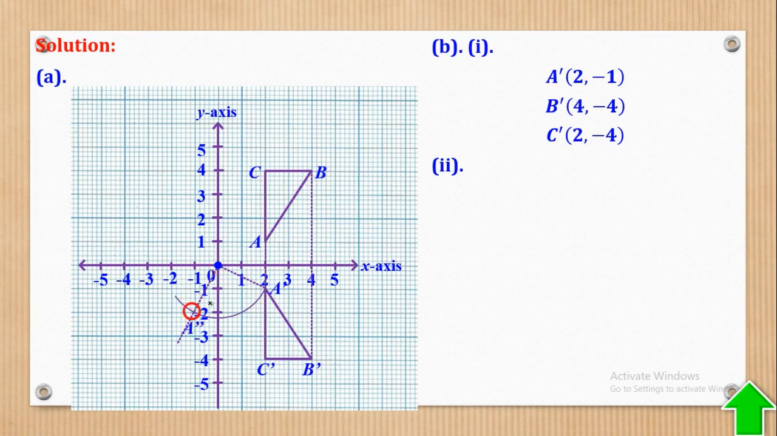Then do the same for B prime. So B prime, join from the center to this B prime, and then use a protractor to measure 90 degrees. So from here to here it is 90 degrees.